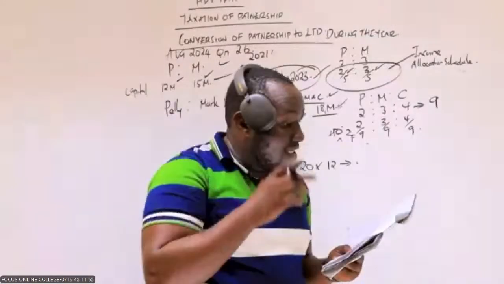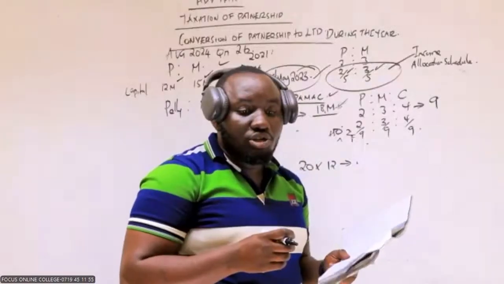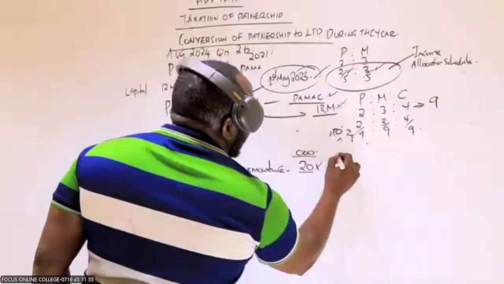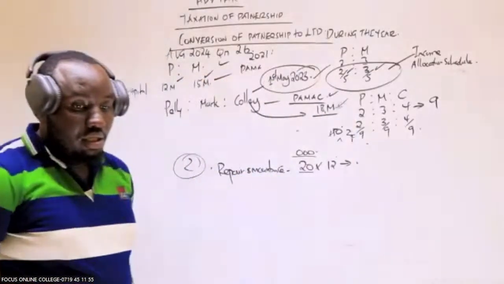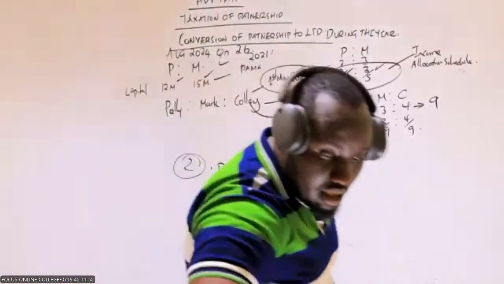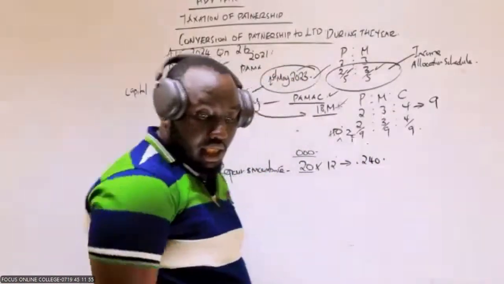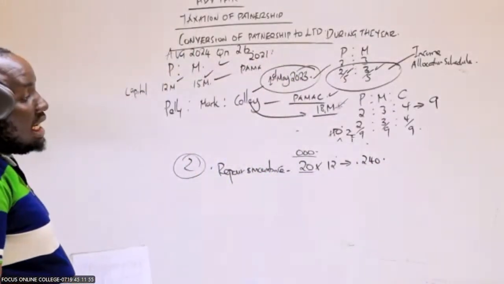Multiply by. Round it to 1,000. Remember, they're not rounded to 1,000. Why do I have it as 20? I round it to 1,000, then I multiply by 12. So that's 240. Understood? Is everybody with me? So that's allowable expense.